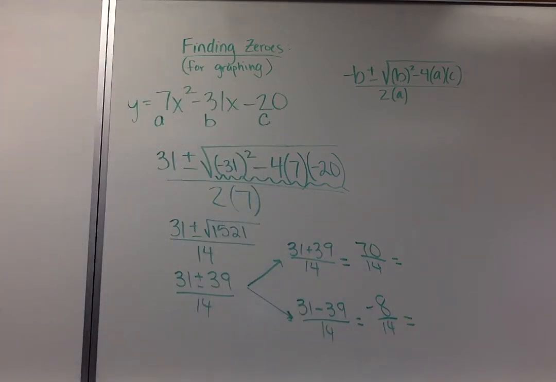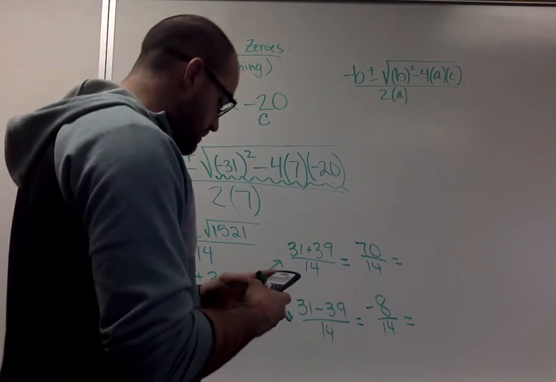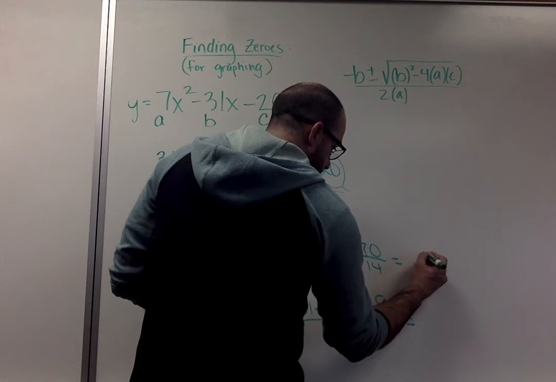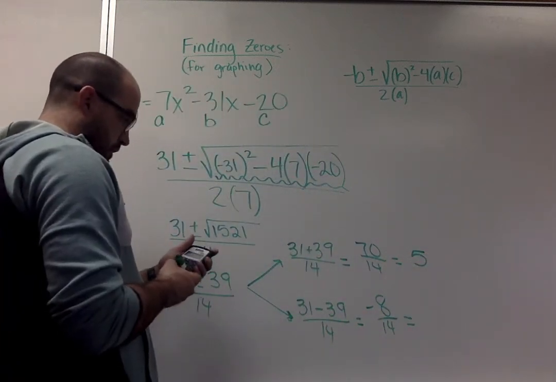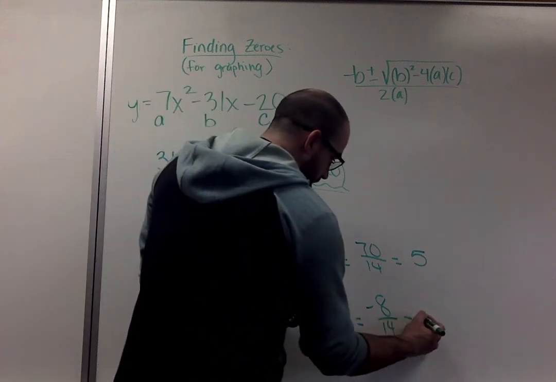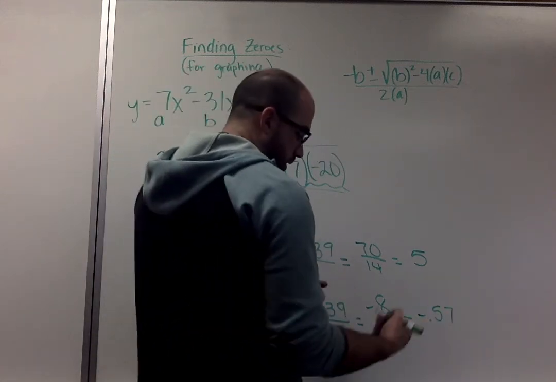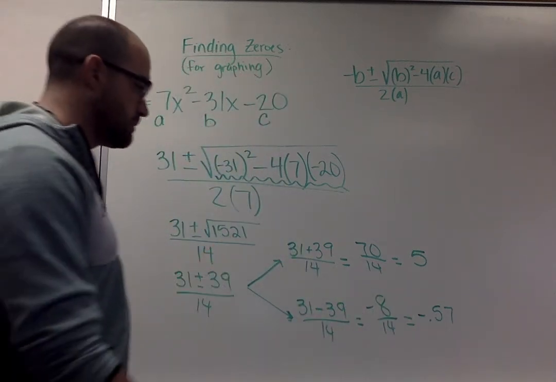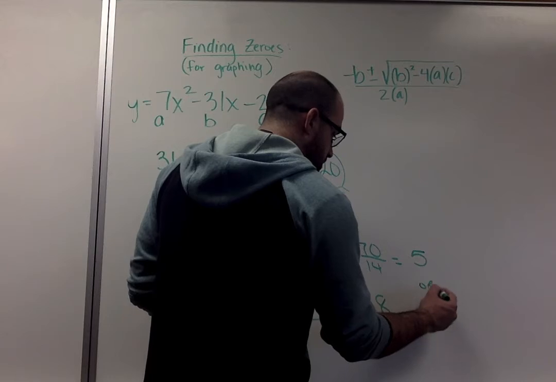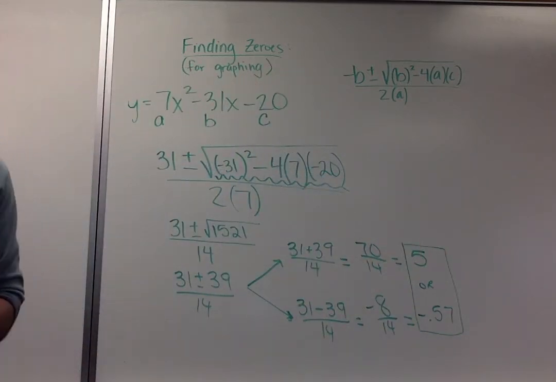When I actually divide, so this is kind of the last step, I'm going to divide these and see what I get. 70 divided by 14 gives me the answer of 5. Negative 8 divided by 14 is going to get me a decimal, so I'm going to get negative 0.57. If you leave it as a reduced fraction, you get negative 4 over 7, but I'm okay with that decimal. So then here would be my two answers, 5 or negative 0.57.